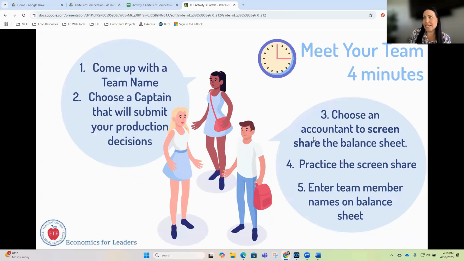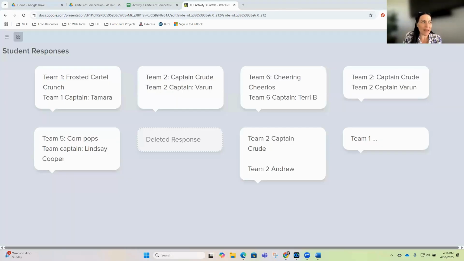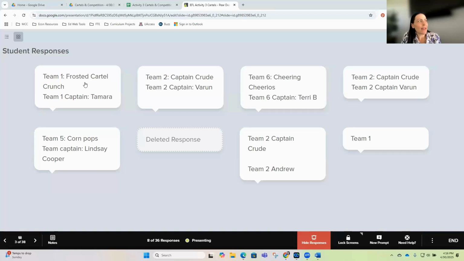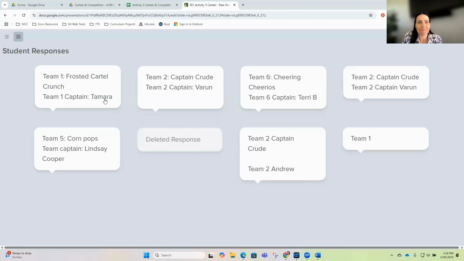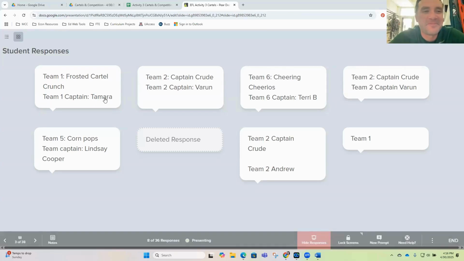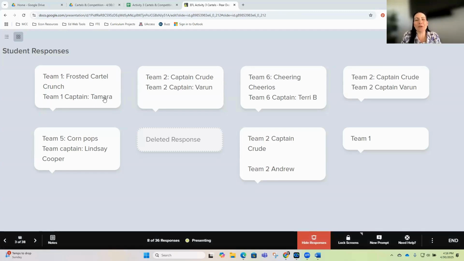6 rooms, 6 teams. Okay, welcome back, everybody. I see team 1 are the Frosted Cartel Crunch, and their team captain is Tamra. And team 1, who's your accountant going to be? Anybody? I'm going to say Tim because that's the only person's name I remember. Sorry, Tim. Okay, Tim, are you comfortable with that? Yeah, if it's easy math, sure. It is pretty easy. And you have a whole team to help you.